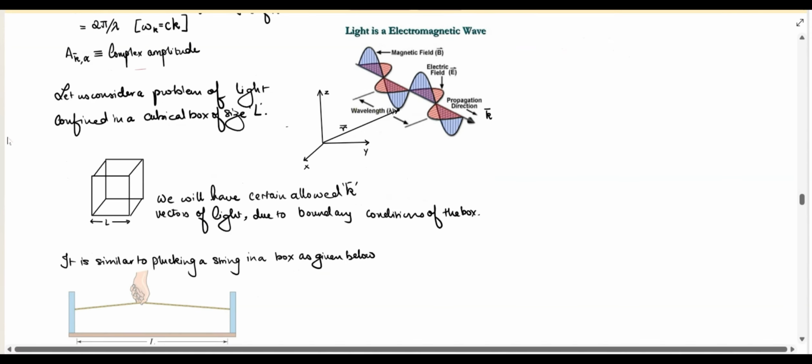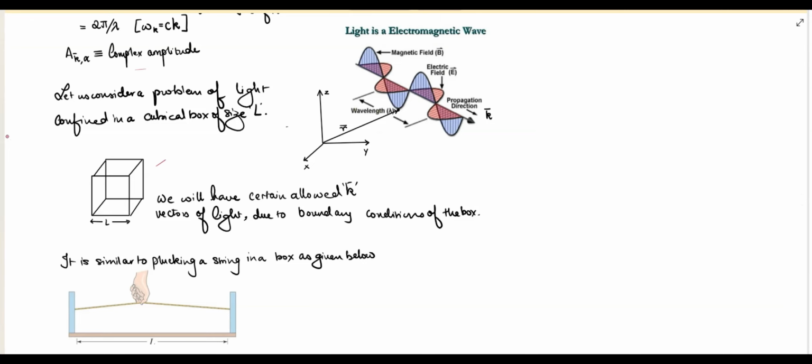Okay, so now let us consider a problem where we have light confined in a cubical box like this. So we have a cubical box, and outside it the light cannot go away. It's as if we are restraining the light inside it, and all the sides are equal to L. Now in this particular box we will only have certain allowed wave vectors k bar, also called modes. Only certain modes will be possible in this cubical box.